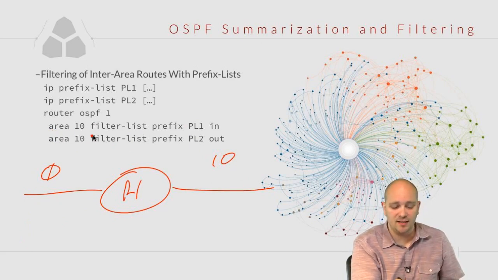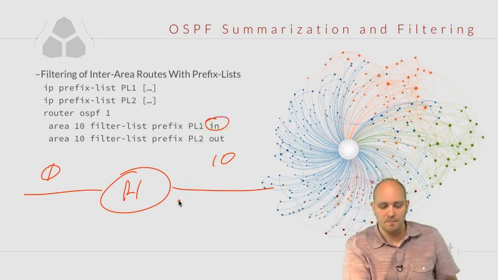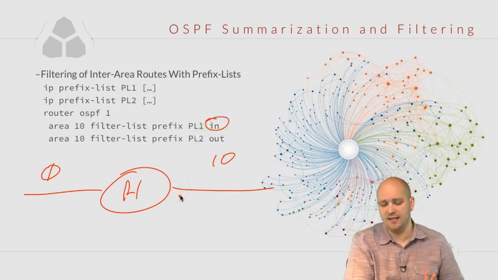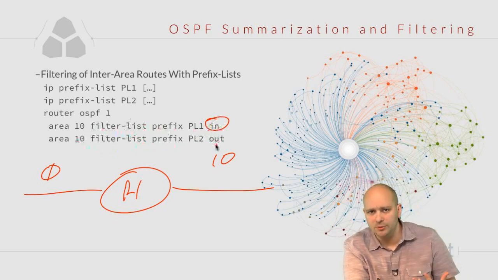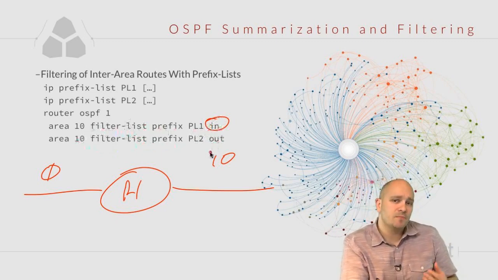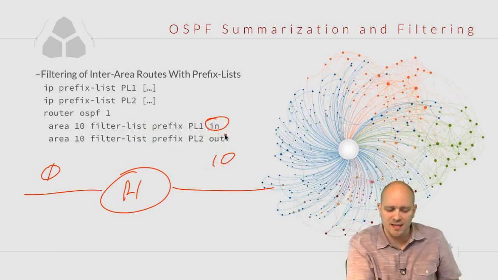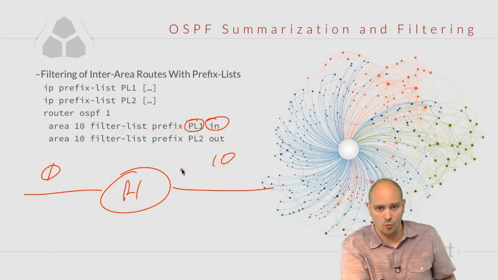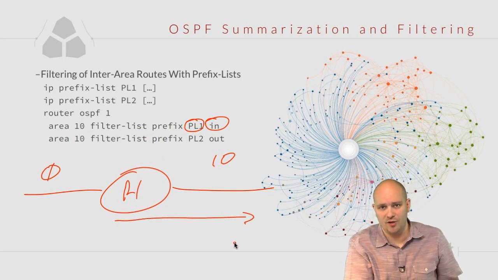The first one says area 10 filter list, prefix list PL1, whatever was defined in the prefix list, and it says in direction here. Now, the important thing to understand here is that these prefix lists and the filter lists, the in and out direction, is the exact opposite of what you would, for example, use if you used access lists for traffic filtering. What this here means is filter the routes specified in the prefix list 1 when they are being advertised in to the area 10.